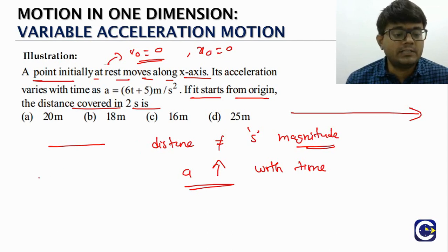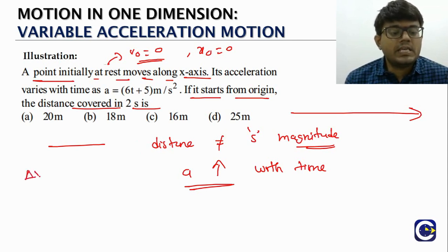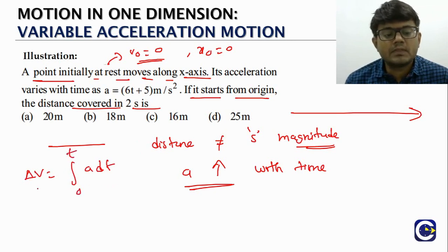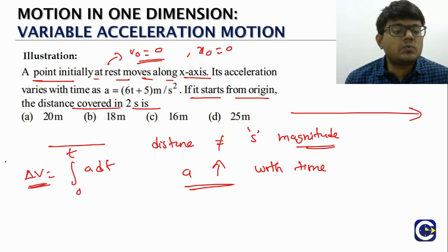Because from acceleration, look at this. Change in velocity will be the integral of a dt. Here the starting time is 0, the final time is t. Change in velocity means final velocity minus initial velocity v0. v0 we already have as 0.